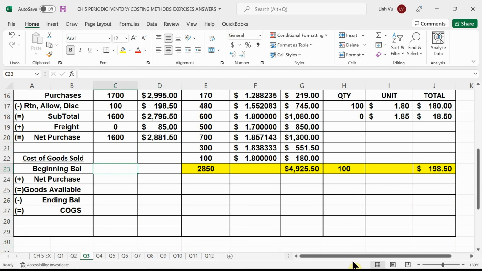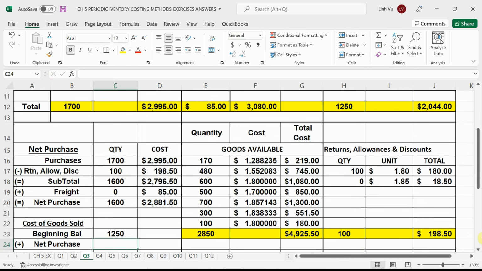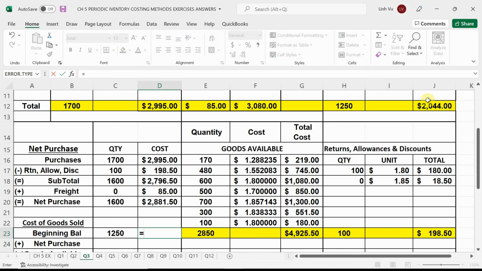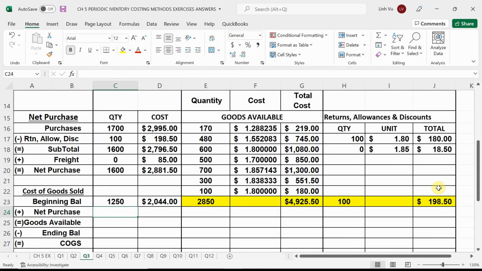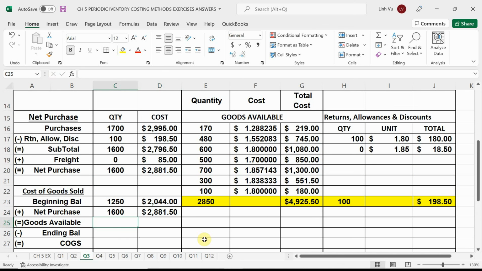So starting off, did we have beginning inventory? Yes, we did. Right, we had 1,250 units at a total cost of the 2,044, right? So then also we need to carry down what our net purchases was, which was the 1,600 units at a total of 2,881.50. So then now I need to calculate my total to let me know how many items I actually have available to sell.